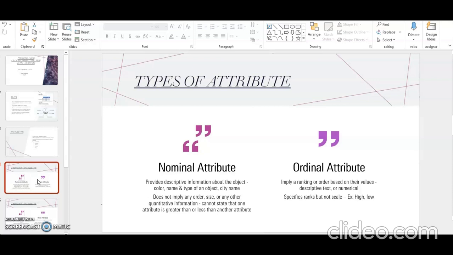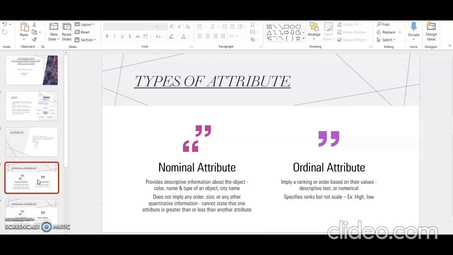The next attribute category is the ordinal attribute. Ordinal attributes imply a ranking or order based on their values. These values can be descriptive text or numerical. For instance, we can state that high is ordered higher than low, and high is ordered higher than medium, and low is ordered lower than high. But we cannot say that high is twice as high as medium, and medium is twice as high as low.